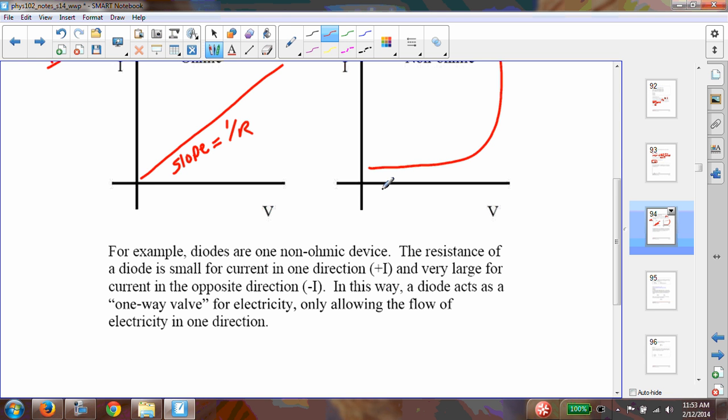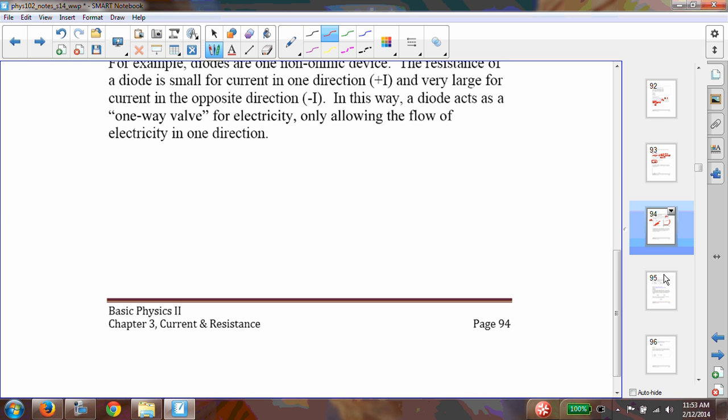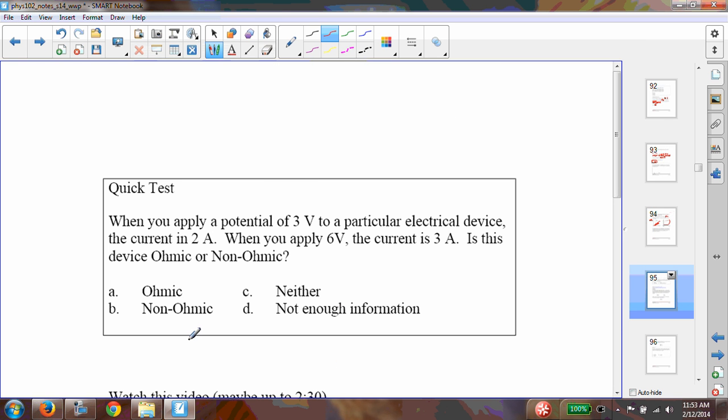For a diode, the resistance is small for current in one direction, and then very large for current in the opposite direction. So it basically acts as a gate or a valve for electricity, only allowing electric current to flow in one direction. Because when current tries to flow in the wrong direction, the resistance goes very, very high and doesn't allow that electricity to go in that direction. All right, so ohmic devices follow Ohm's law. Non-ohmic devices do not follow Ohm's law. Let's try this quick test.